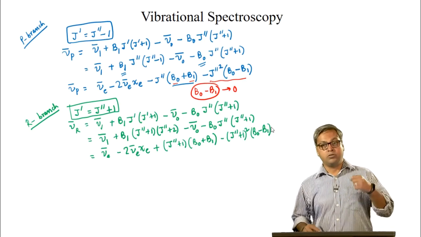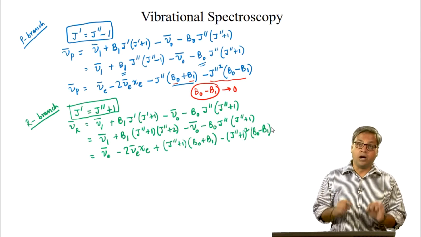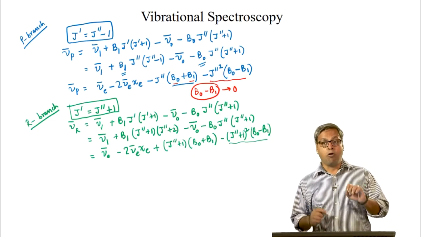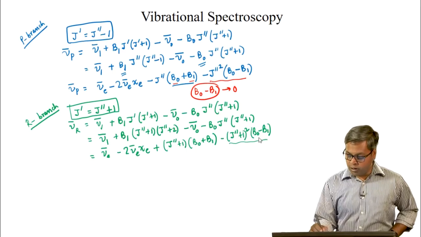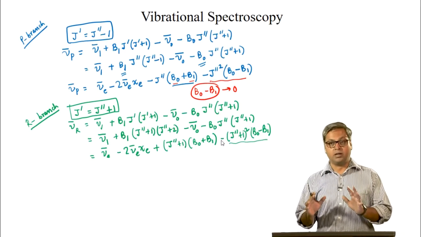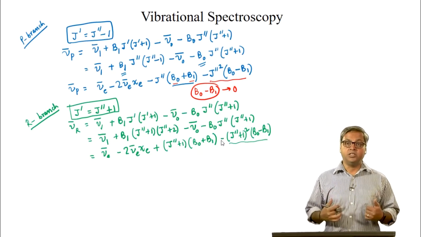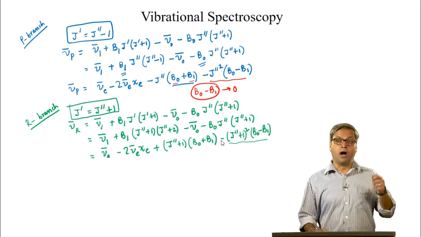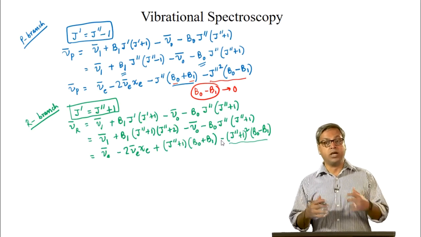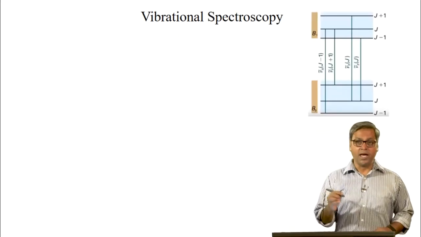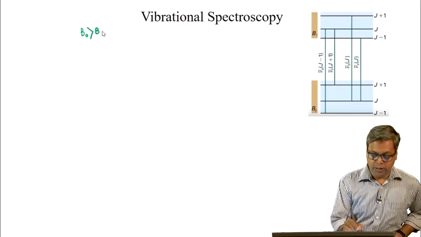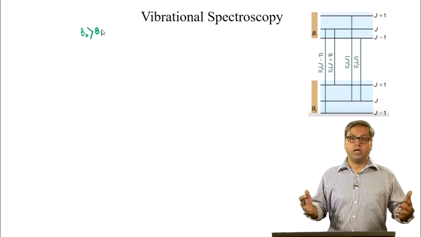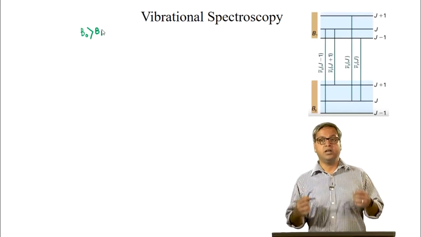So, as B 1 is not equal to B 0, the last term does not cancel, and the second term is also negative, as B 0 minus B 1 is positive and we have a negative sign here. So, this entire term becomes negative. So, the energy decreases as J double prime increases, and thus the lines in the R branch are going to get steadily bunched together. So, thus as B 0 is greater than B 1, the lines in the P branch are going to spread out as we go to higher initial J states.